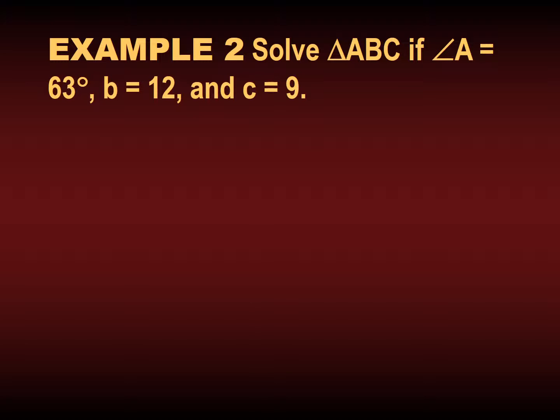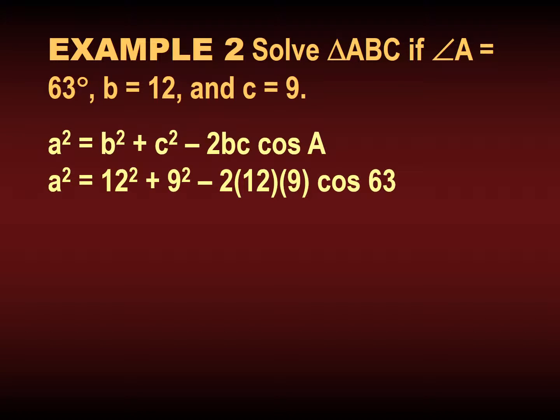In example 2, I'm given an angle and I'm given two sides. So if I'm given an angle and two sides, I have to use the formula where the angle is given to me. So I'm given angle A, so I need to use the formula that has angle A in it, which is A squared equals B squared plus C squared minus 2BC times cosine of A. So now it looks like I'm going to solve for side A.